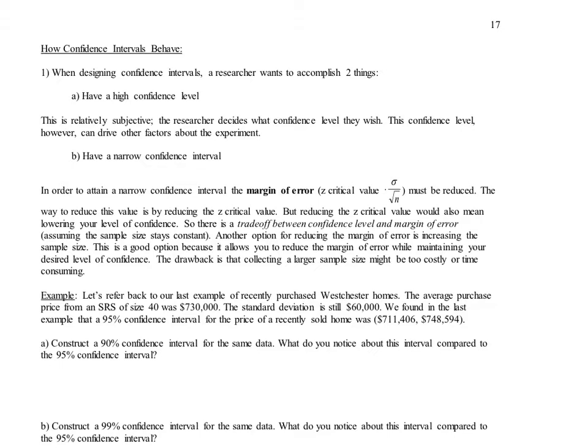So it's still the same idea with the Westchester homes. We have a simple random sample of 40 with a mean price of 730,000, standard deviation about 60,000. We found in the last example a confidence interval with those values rounded. So we had to do a 90% confidence interval and also a 99% confidence interval. So just crank that out real quick.